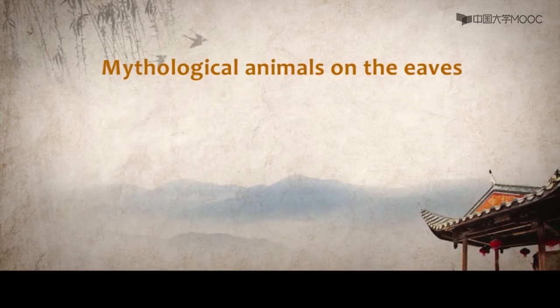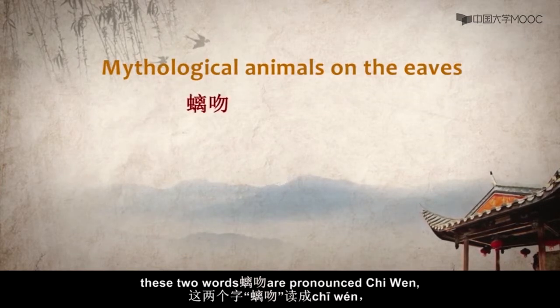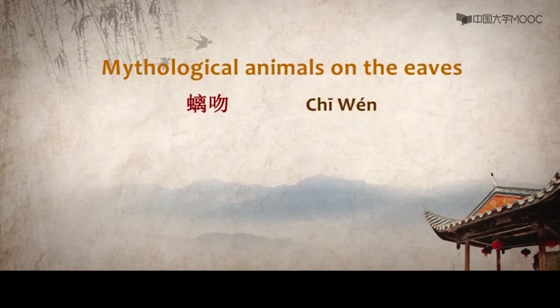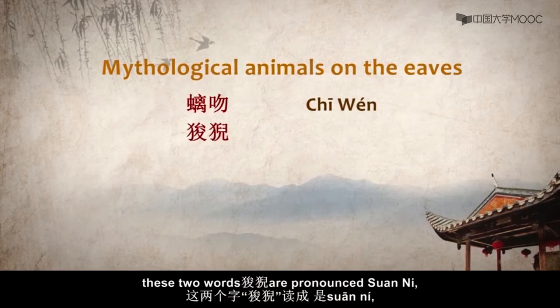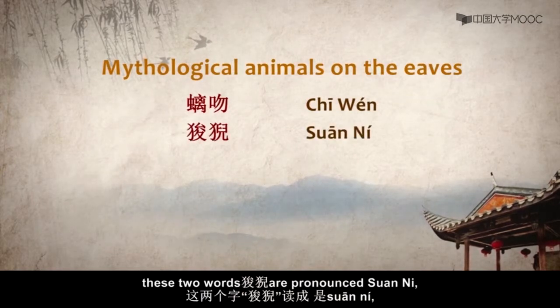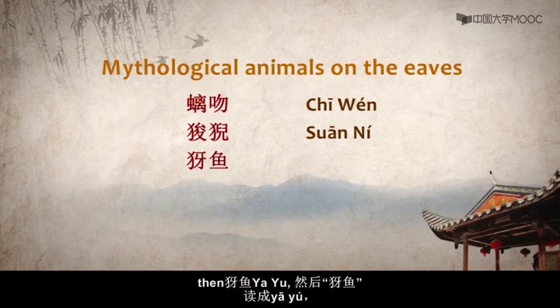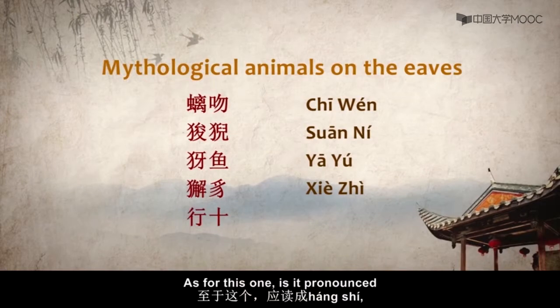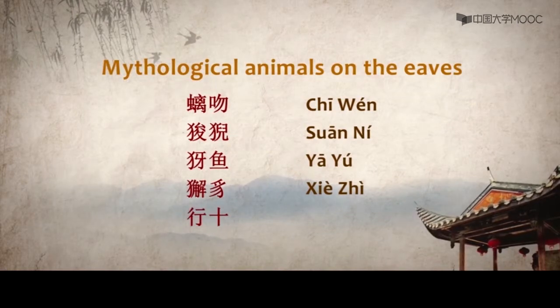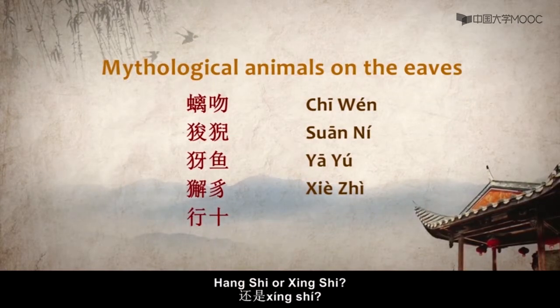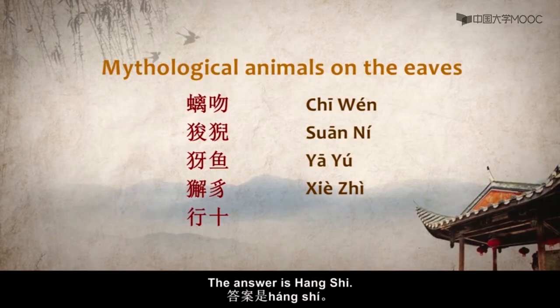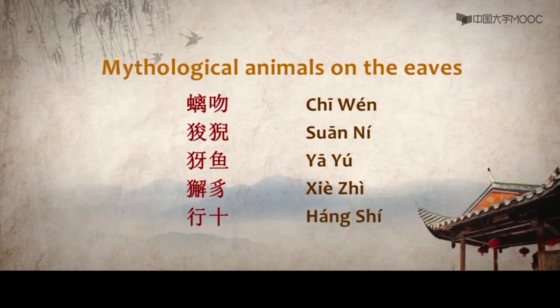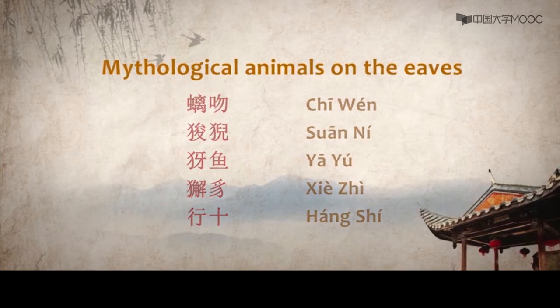For example, these 2 words are pronounced Chi Wen. These 2 words are pronounced Suan Ni. Then Ya Yu, Xie Zhi. As for this one, is it pronounced Xing Shi or Hang Shi? The answer is Hang Shi. I will explain it later.